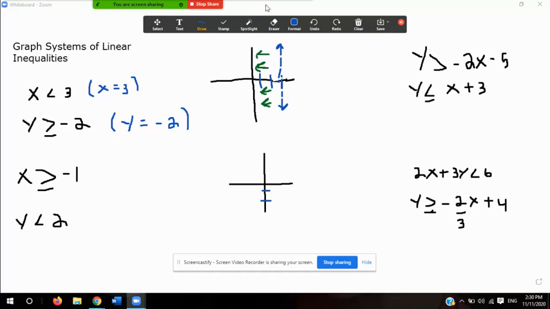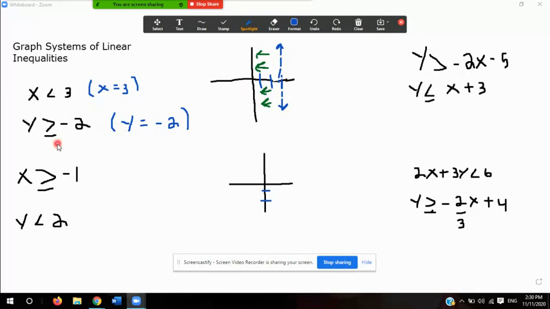And I want to highlight this before I actually do the graph. In the first one that we saw, x is less than 3. We know that that's basically telling me that x is always going to be 3 and y is going to be any number. But because x is less than 3, we drew a dotted line.